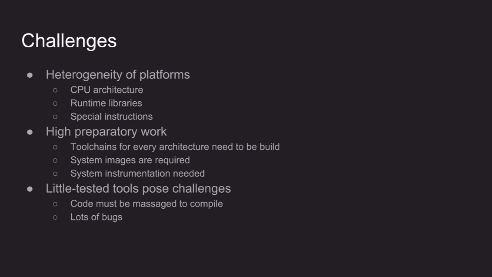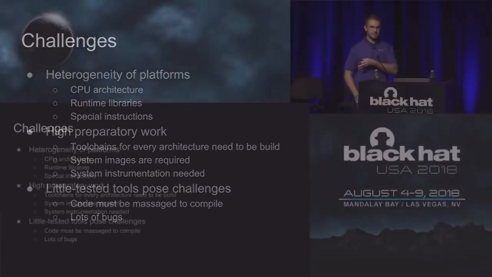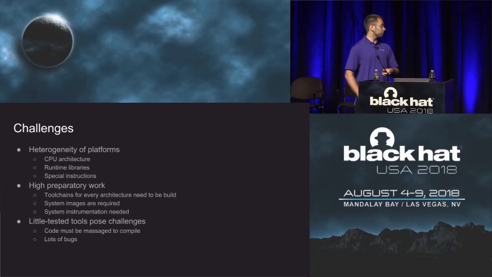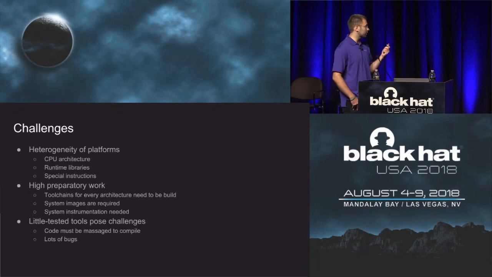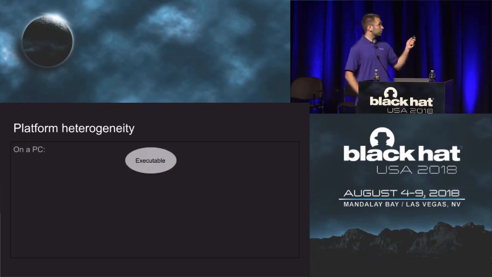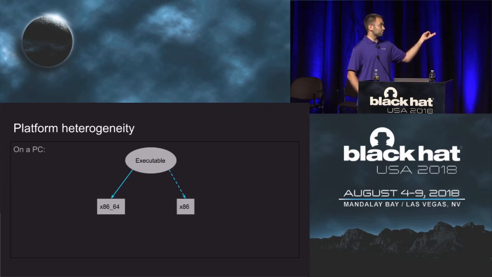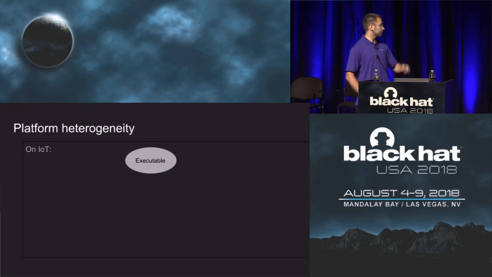And once you have reached that stage, the problem is that the tools you use are little tested. For example, they have been tested for x86, but not for ARM. And you will need to write patches for the code to compile in the first place. And then afterwards, you will encounter a lot of bugs. So to visualize the platform heterogeneity again, here is a bit of an opportunistic example. On Windows x86, there are two types of binaries I can have, x86-64 and x86. But even if I run x86 on x86-64, I'm fine because there's emulation for that.